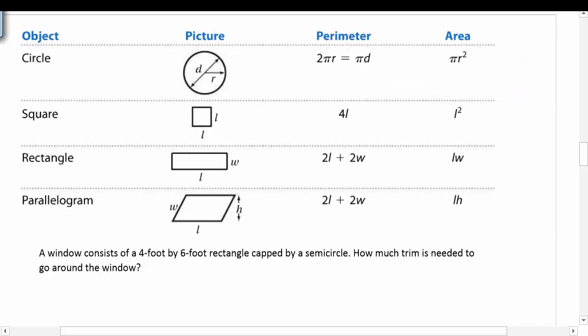We have something called a parallelogram. The perimeter is the same as the rectangle, 2L plus 2W, and the area is also length times width. The difference between the two objects is that rectangles have right angles in them and parallelograms don't.